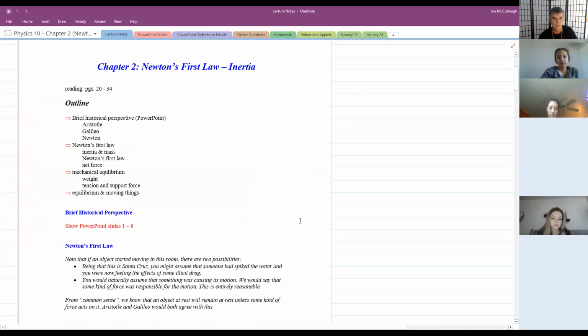So we're not covering chapter 1 or chapter 2. Chapter 2 is all about Newton's first law of motion, sometimes called the law of inertia. We're going to start with a brief historical perspective. I'm going to talk a little bit about Aristotle, Galileo, and then Newton. And then we're going to go into Newton's first law, talk about inertia and mass, Newton's first law, and net force. That's probably what I'll get to today, maybe somewhere around here. And then I will finish this chapter on Thursday. So I'm going to start with a brief little historical perspective.